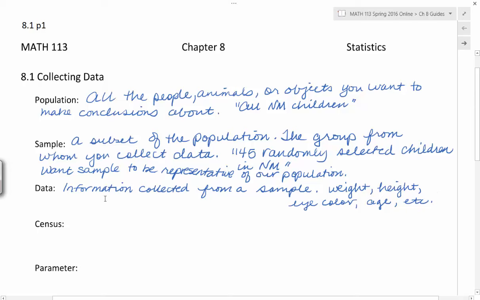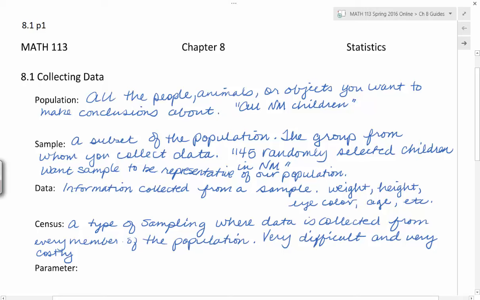Data, then, is information collected from your sample, and some examples are weight, height, eye color, age, and so on. You can think of almost anything that you could get information from a person or an object or an animal, and that would be considered data.